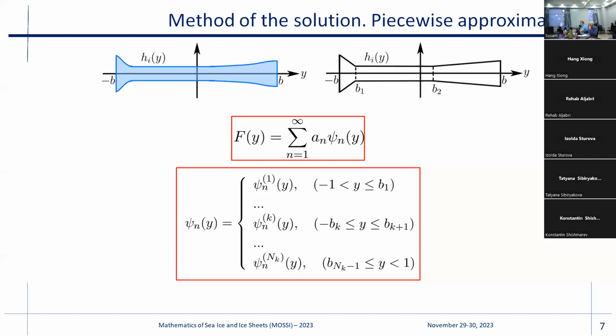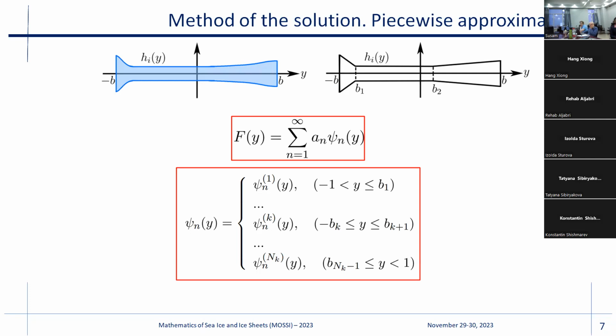We start to solve this problem by searching the wave profile across the channel function f. We divide width of the channel by small segments and approximate shape of ice thickness by linear functions on each segment. How this can be done is shown on the top of this slide. For this simple example, only 3 segments are enough, but in a general case, the number of segments can be much larger. We seek wave profile across the channel in the form of infinite series of modes psi n.